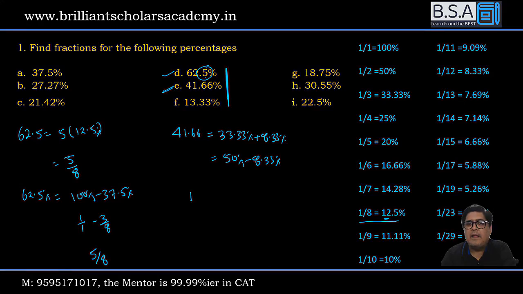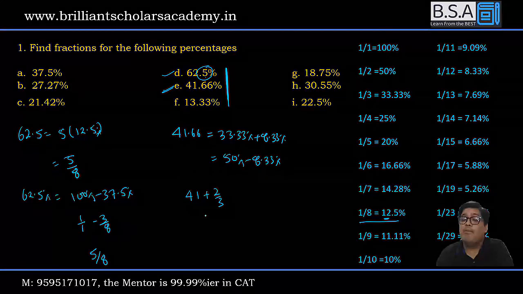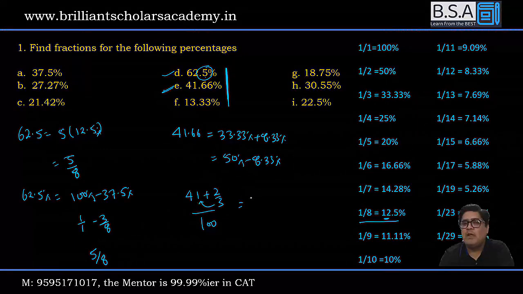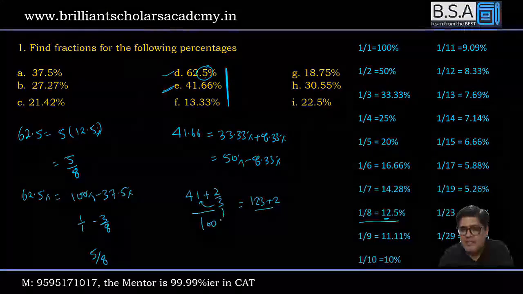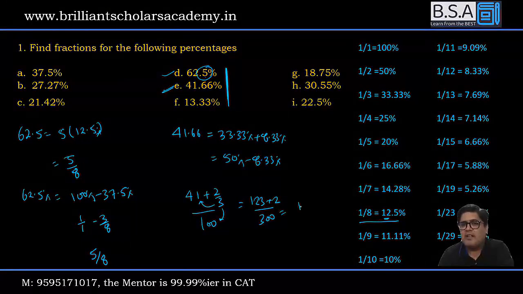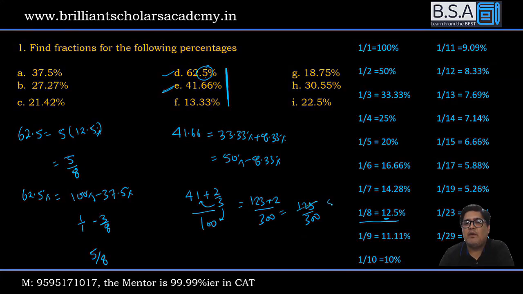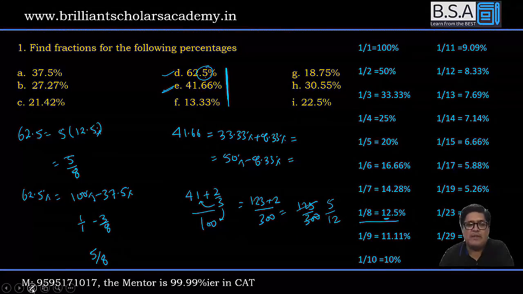Can I say this looks like 41 plus? What is 66? It is 2 by 3. Because it is a percentage upon 100, multiply this: 123 plus 2, and this 3 comes down, upon 300. That is 125 upon 300. Cancel as much as you can. 25 into 5 and 25 into 12. You will get the same answer.